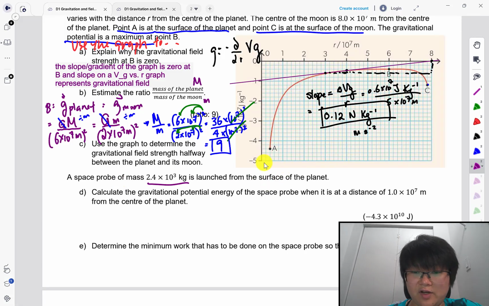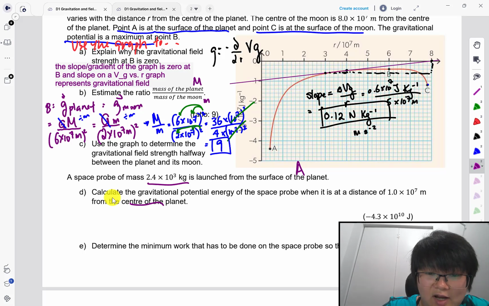Launched from A. Calculate the gravitational potential energy of the space probe when it's at a distance of 1 times 10 to the power 7 from the center of the planet. So we don't need to worry about adding onto the radius of the planet because it's already referring to from the center of the planet.